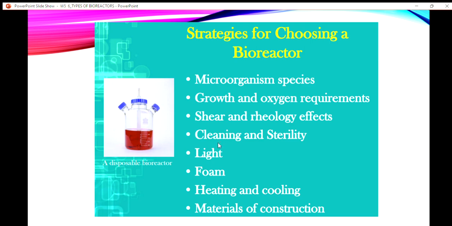Does it require light? Is there any foam that will be produced? How to prevent the foam from being produced? How to heat and how to cool the bioreactor, and also what kind of material you are using to fabricate the bioreactor. Okay.